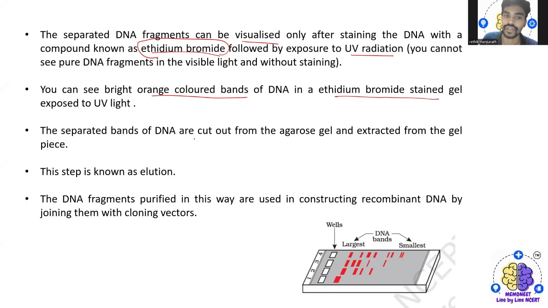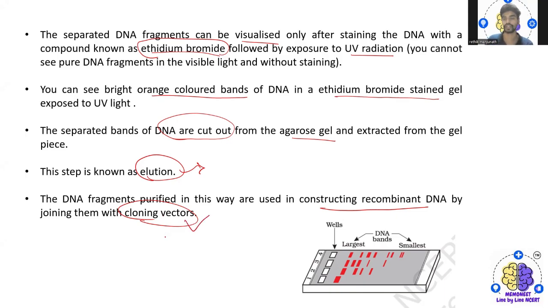Then the separated bands of DNA are cut off from the agarose gel and extracted from the gel piece. This step is called elution. You choose the specific DNA which you require, cut that specific part of the agarose gel, and from there you extract that DNA. The DNA fragments will later be purified in this way.